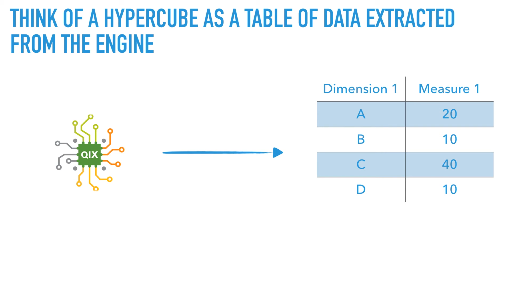So just to simplify it, you can think of a hypercube as a table of data extracted from the Qlik engine. So obviously when you interact with a hypercube, it is a JavaScript object, so you're going to have to get used to dealing with objects and arrays in React. But just visually you can think about it as a tabular set of data that is underpinning your chart.